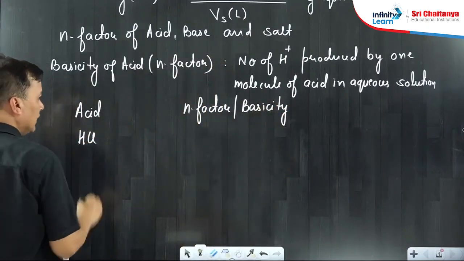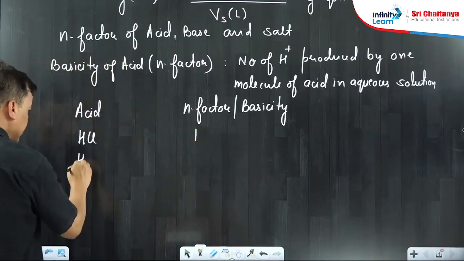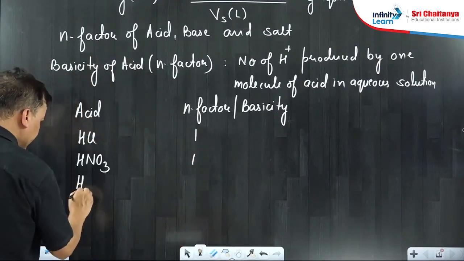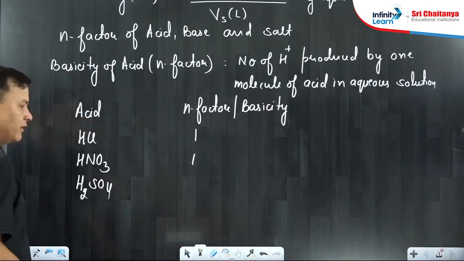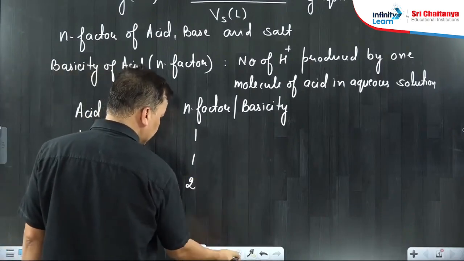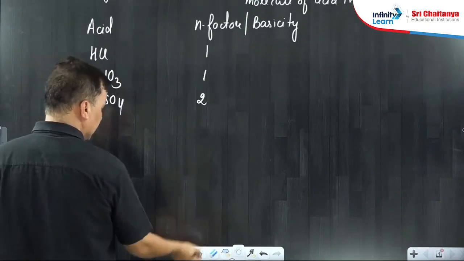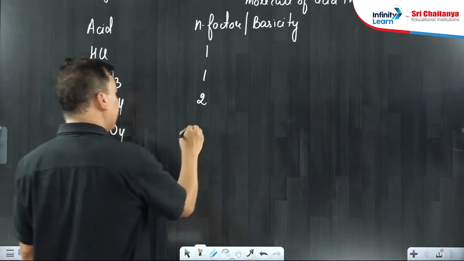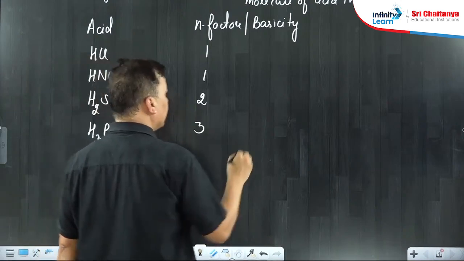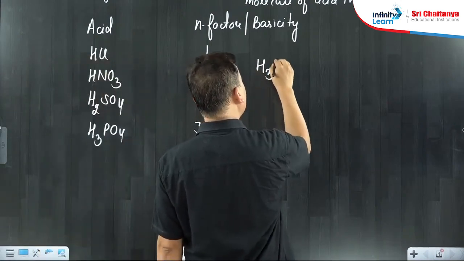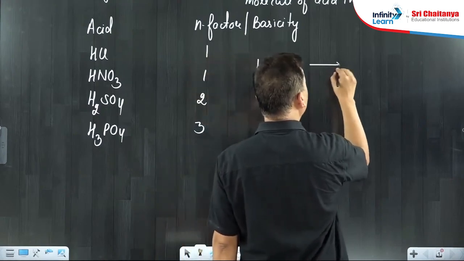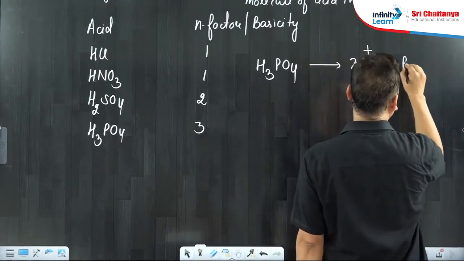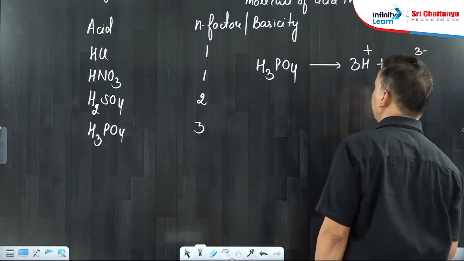So dear student, you will respond. Here is HCl. Its N factor is 1. Here is HNO3. Its N factor is 1. Here is H2SO4. How many H positive can it release? 2. Its N factor is 2. For phosphoric acid, here is H3PO4. Its N factor is 3. When this is dissolved in water, it furnishes 3 H positive and 1 PO4 3 negative phosphate ion.